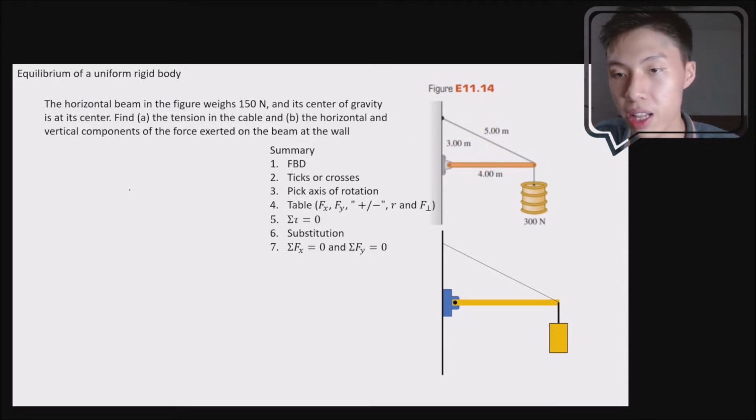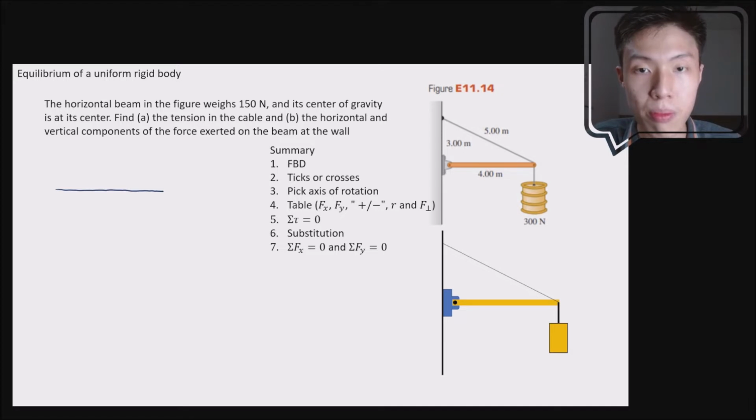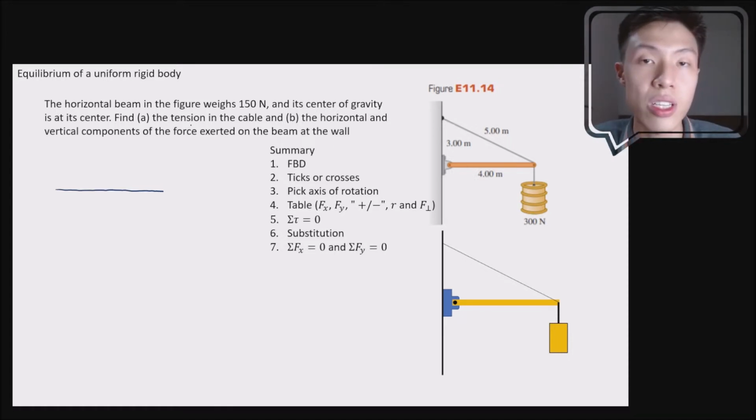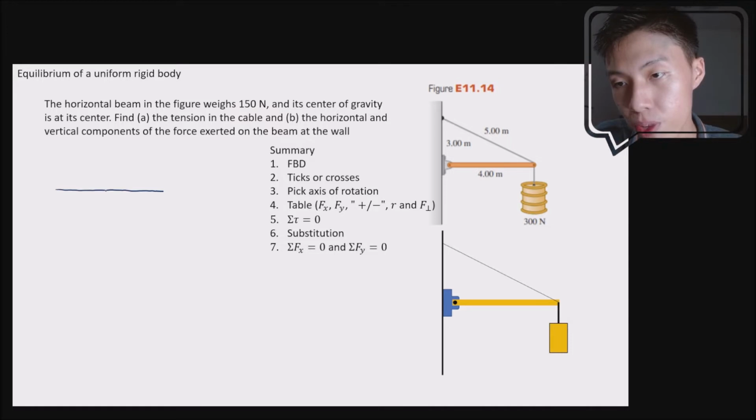So let's use a line to represent our beam. Okay, so this horizontal line is representing our beam. Let's try to determine the forces acting on the beam by asking ourselves the 5 questions. The first question, does the object have mass or not? Yes, this object has mass and therefore it has a weight of 150 Newton. So in that case, we should draw the weight coming out from the center of gravity. In this case, weight should be coming out from the center. Okay, so this is the first force.